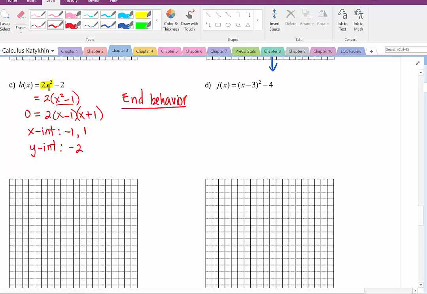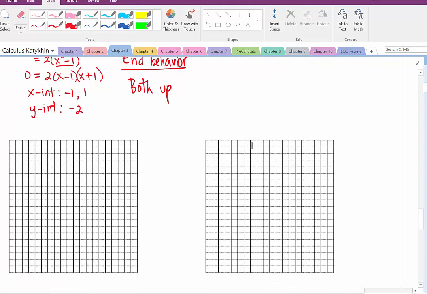Let's look at that. It's an even function, so it's either going to be going both up or both down. Since the 2 is positive, this is going to be both up. So to draw that, again, draw your x and y.